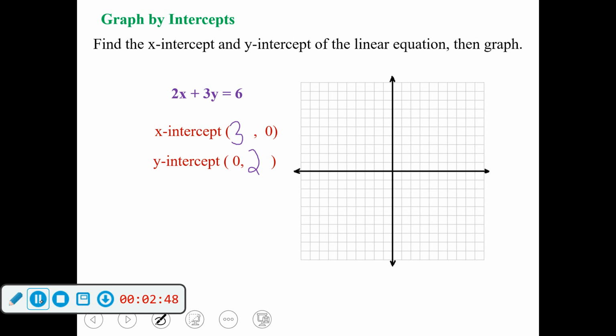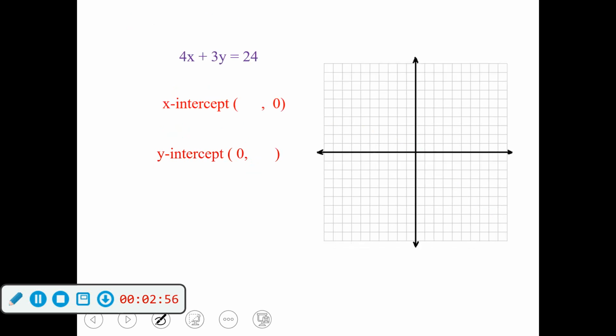So I go over to (3, 0). I go up to (0, 2). Take a straight edge and connect through. And again, already doing the work, I came up with an answer of 6 and of 8. So I go over to 6, 2, 4, 6, and up 2, 4, 6, 8, connect, and we're done.